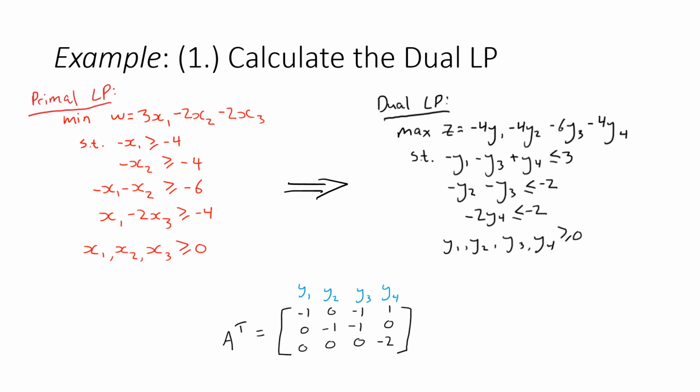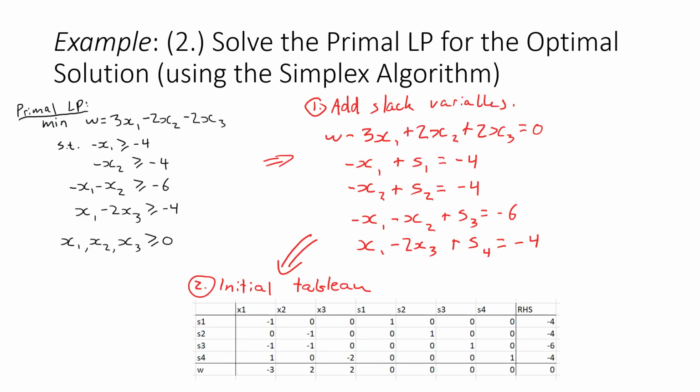As a quick note, as this video is focusing on the complementary slackness theorem, this process has been explained quite briefly. For a stronger understanding of how to calculate the dual LP from the primal LP, I would advise you to supplement your learning with another video specific to that process. We will now solve the primal LP for the optimal solution using the simplex algorithm, a process which you should be fairly comfortable with by now.